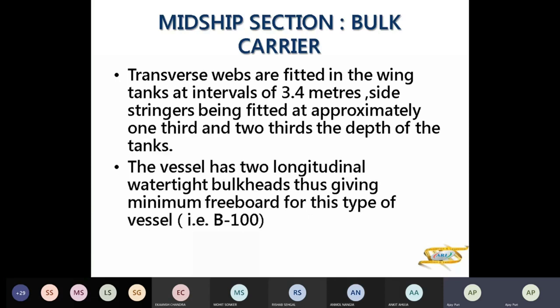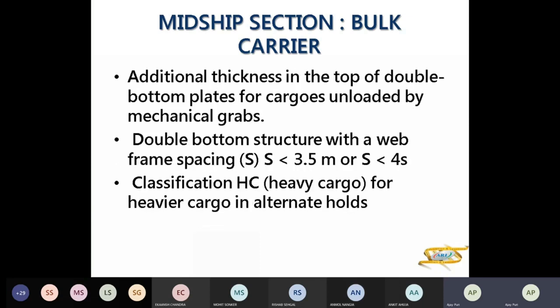So the transverse webs are fitted in wing tanks at intervals of 3.4 meters. You have side stringers fitted at 1/3 or 2/3 of the depth of the hold. So the vessel has two longitudinal watertight bulkheads, thus giving this minimum freeboard of B-100, which we have already done. Additionally, the top of the DB tanks will be thick for unloading by mechanical grabs, because they are going to hit the plating, so thickness is required.